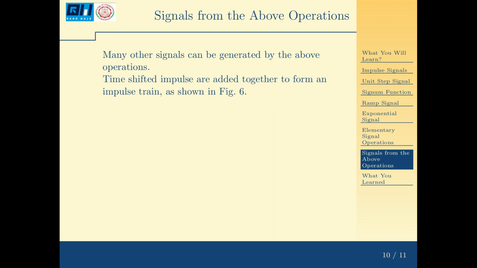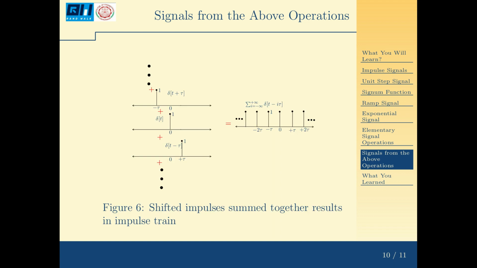We can generate many signals. If you look at a sequence of time shifted impulses and add them together, we can form an impulse train, or train of impulses. You can see here, this was my original delta(t) function, my original unit delta signal. Now this is advanced, this is delta(t plus τ). And here this is delta(t minus τ), it is delayed by τ units.